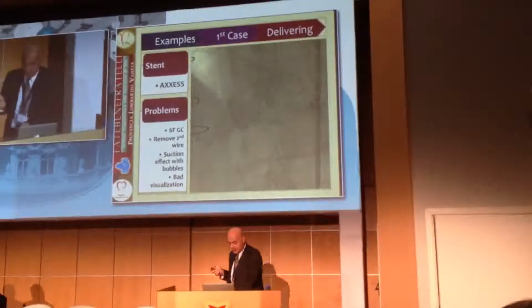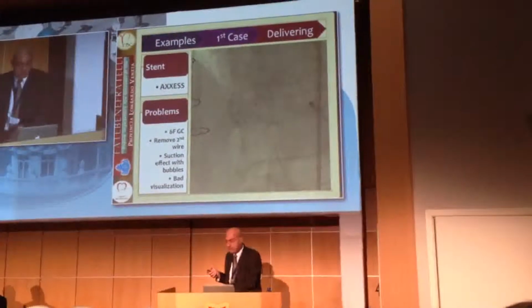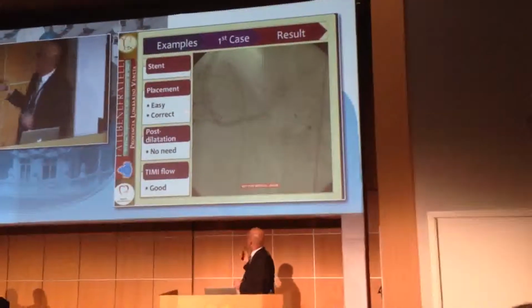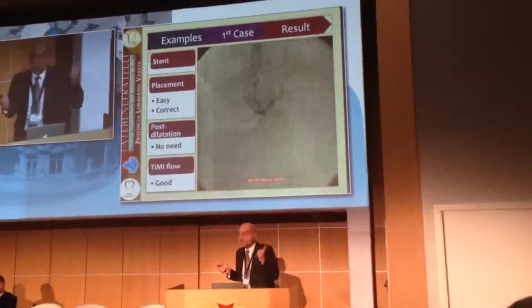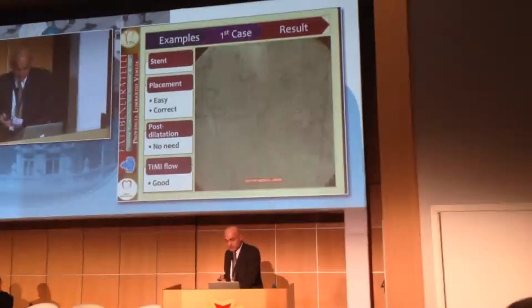And here, well, there's a temporary pacemaker because of the bradycardia. And here you can see the final result in this old lady. I think the result is quite good. 1 stent, no dilatations, and quite good result in this case.